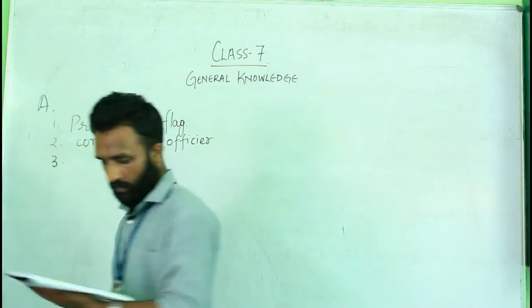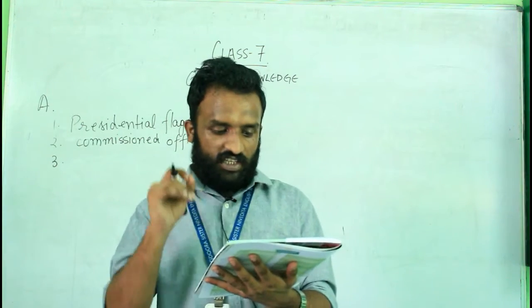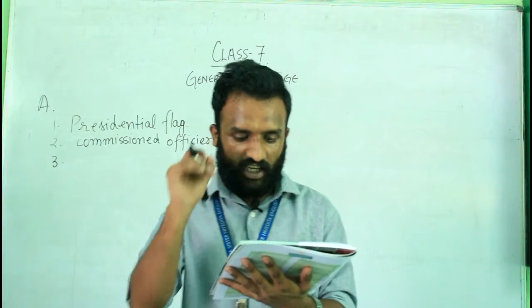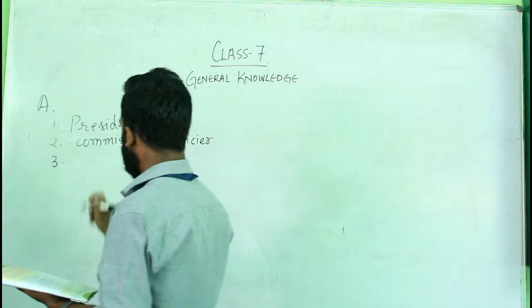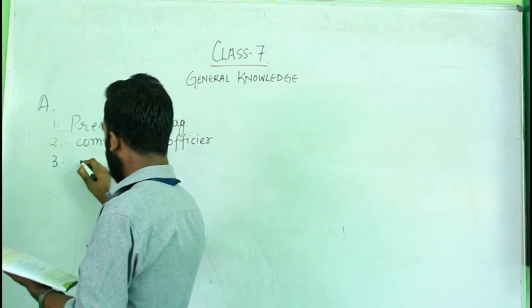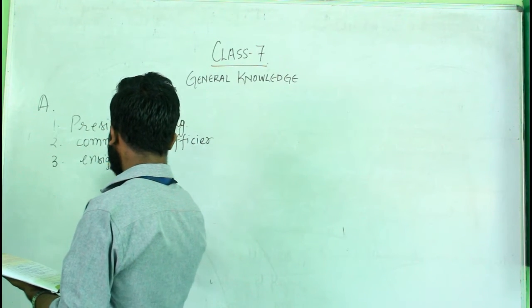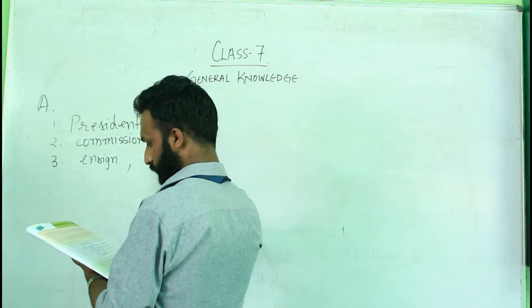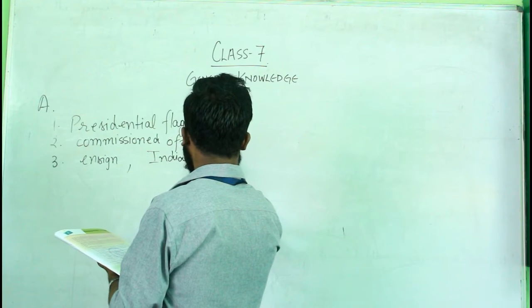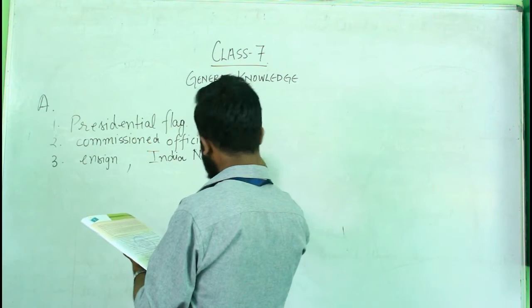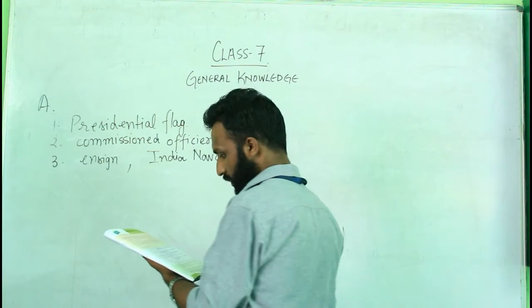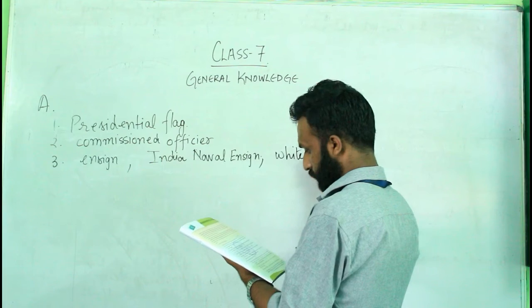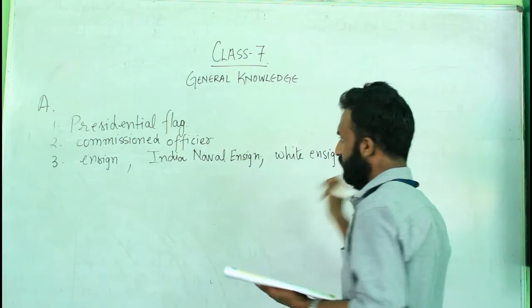Number 3. A dash is flown on the rear of a ship. The Indian Navy flag is called the dash. Our merchant navy flies the dash. So there are 3 blanks. I am writing: it is ensign, the next one is Indian Naval ensign, and the last one for question number 3 is white ensign. This is the answer for number 3.